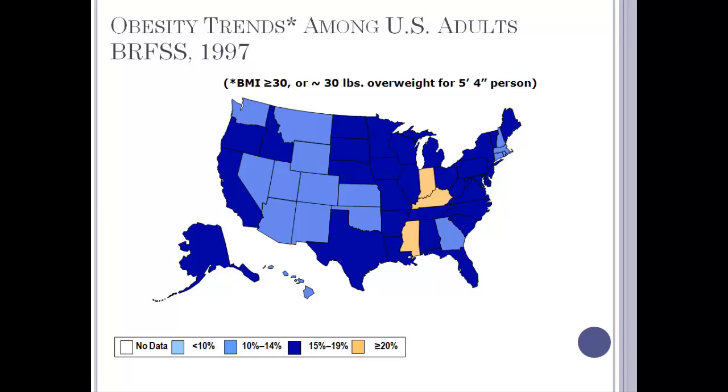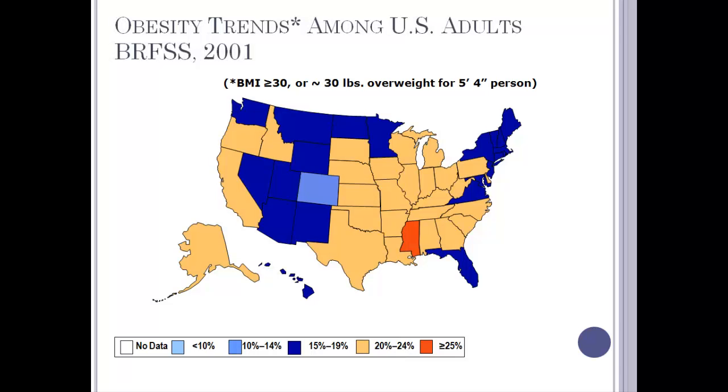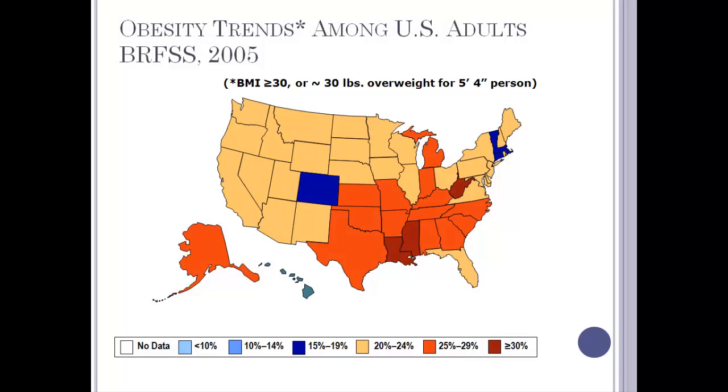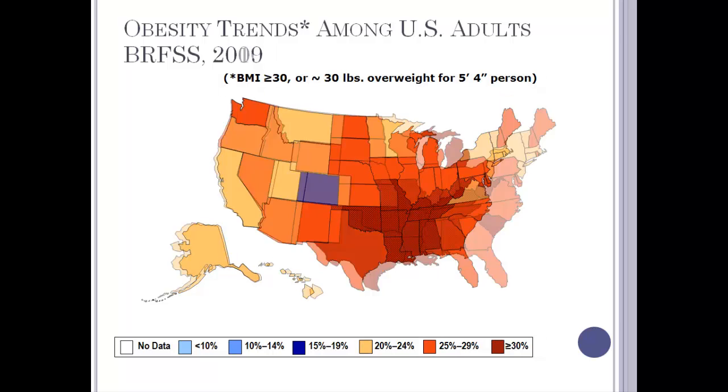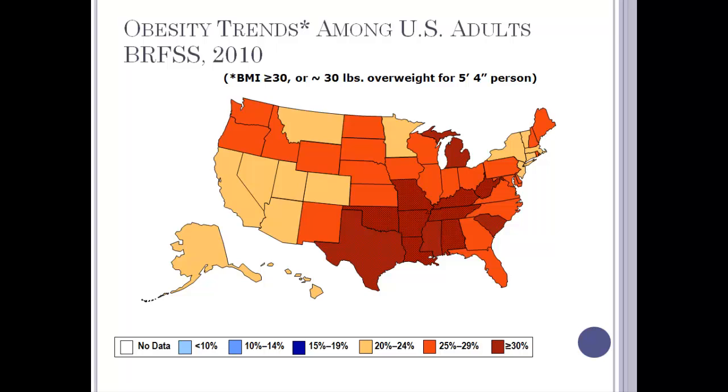In 1997 was when we had to add another color to the CDC maps, representing an obesity level of at least 20%. In 2001, we increased again to account for the obesity level of at least 25% that started shaping in our southern states. You can see that trend continuing through the mid-2000s as we add equal to or greater than 30% obesity. 2007, 2008, 2009, 2010. And this is the last map I have to show you because this is the most recently released by the CDC.